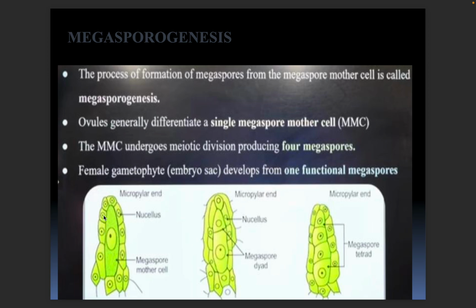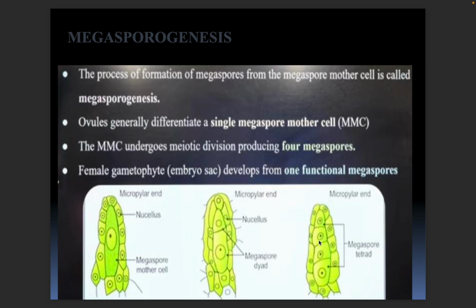So what will happen in this megaspore mother cell? This will undergo meiosis, and whenever it undergoes meiosis, the product will be a tetrad. There will be the formation of 1, 2, 3, 4 megaspores. Initially there will be the formation of a dyad, and further they lead to the formation of a tetrad, and this is the result of meiosis. You will be getting 4 megaspores.